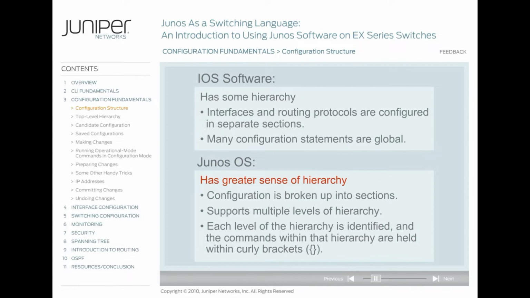Rather than having a large number of global commands, the Junos configuration is broken up into various sections, one for each category. In addition, Junos supports multiple levels of hierarchy, breaking larger categories down into smaller, more specific groups of related configuration statements. In Junos, when the configuration is displayed, each level of the hierarchy is identified, and then the commands within that hierarchy are held within curly brackets.